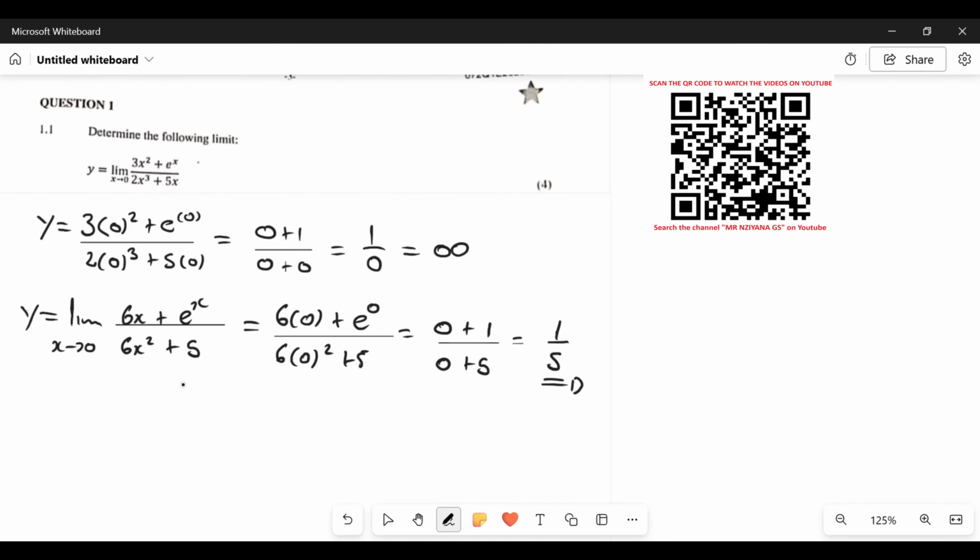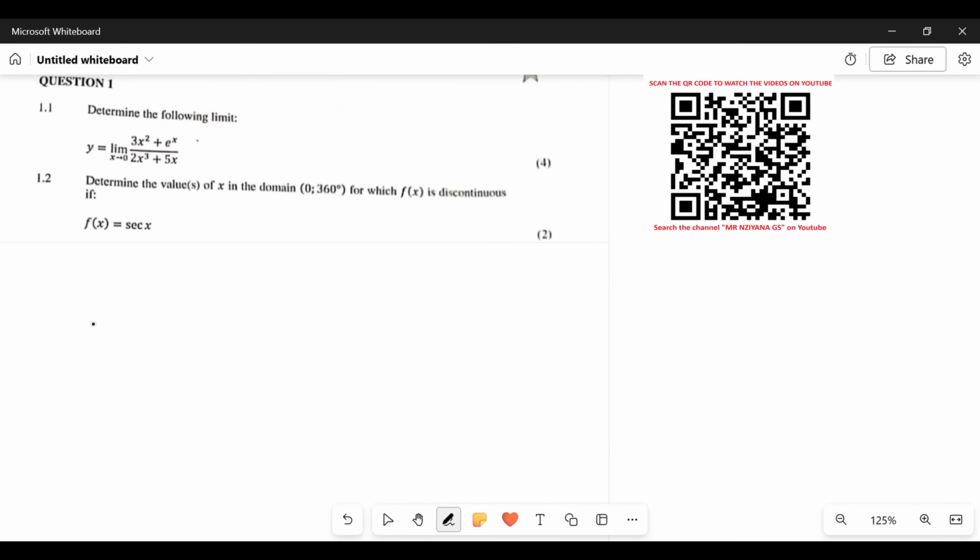We're going to do 1.2. All right, guys, here is our 1.2. Now, we have the statement there. They want us to determine the values of x in the domain 0 to 360 degrees for which f of x is discontinuous if f of x is equal to sec x. First of all, we need to change our f of x. Let's change it. Our f of x, we can say 1 over cos x.